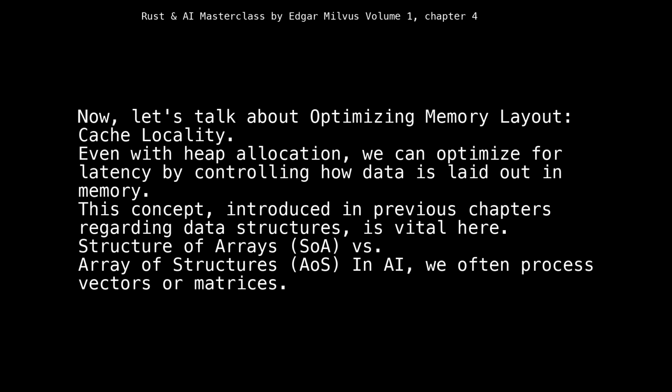Now, let's talk about optimizing memory layout, cache locality. Even with heap allocation, we can optimize for latency by controlling how data is laid out in memory. This concept, introduced in previous chapters regarding data structures, is vital here. Structure of arrays, SoA, versus array of structures, AoS. In AI, we often process vectors or matrices.